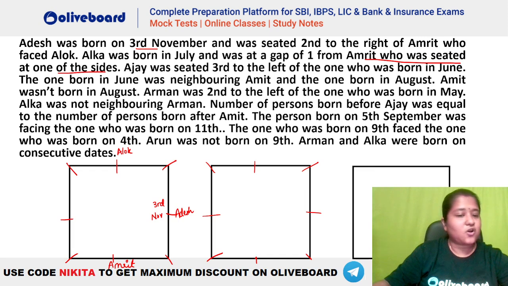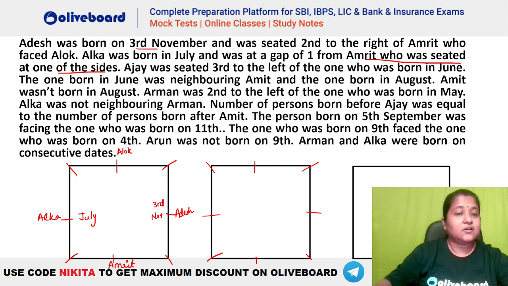So Adesh is born on 3rd November, second to the right of Amrit. Amrit faced Alok. Alka is born in July and at a gap of 1 person from Amrit. So where should we have your Alka? You can see now Alka can only be possibly here. Okay, so this is Alka born in July. So Alka has to be born in July. Okay, after that let's see what is given.